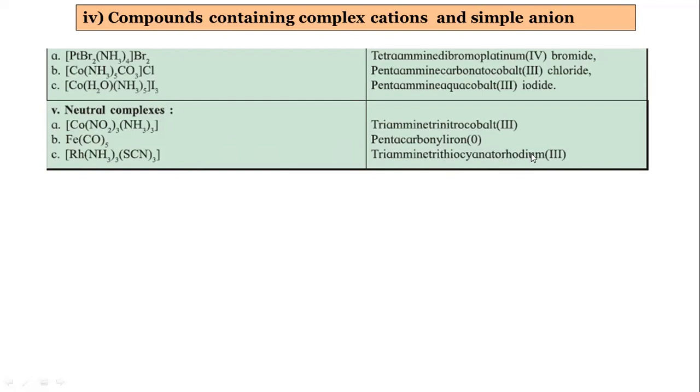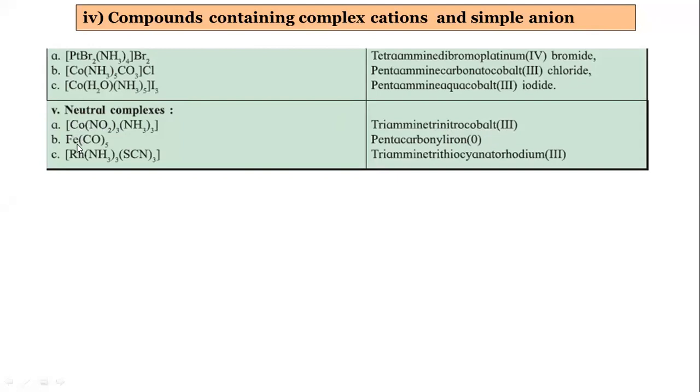So it will remain as it is. We can see clearly in the nomenclature it is written. So I will explain this example. This is a triamine, because alphabetically amine comes first before nitro. So this is a triamine, 3 amine ligands are there. Triamine, then trinitro, because there are 3 nitro ligands, and cobalt again, cobalt 3 in bracket. The oxidation state of the metal is written here.